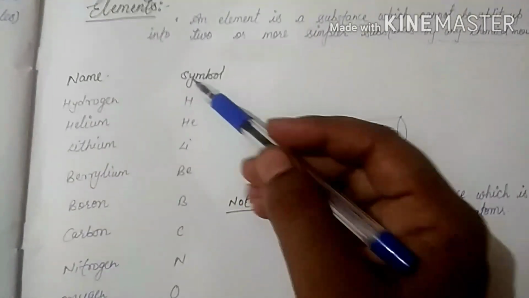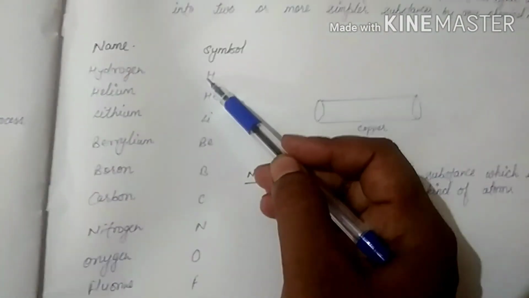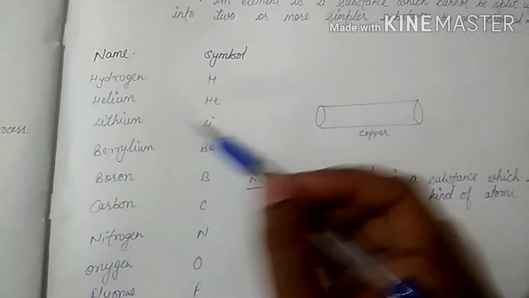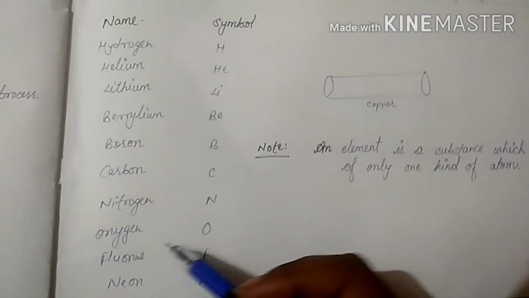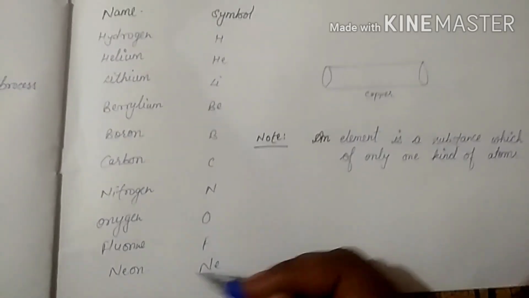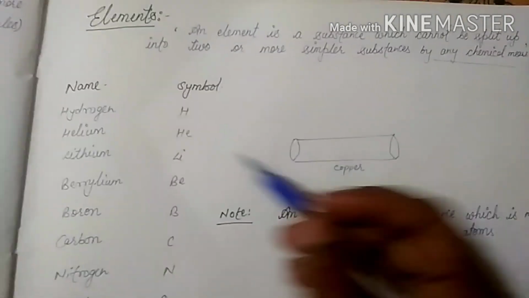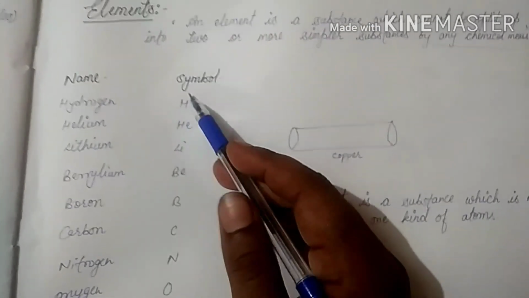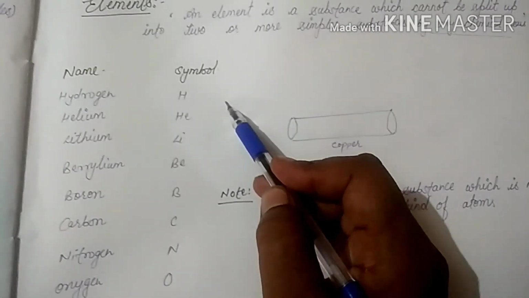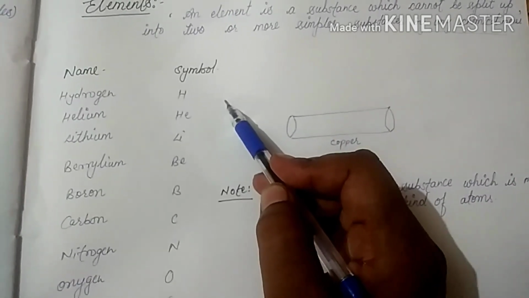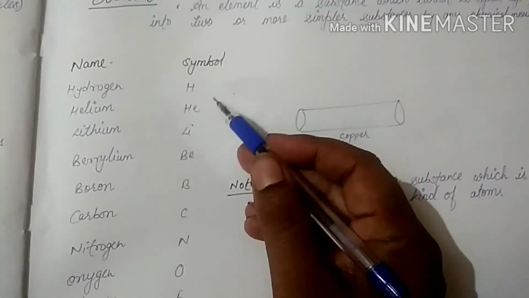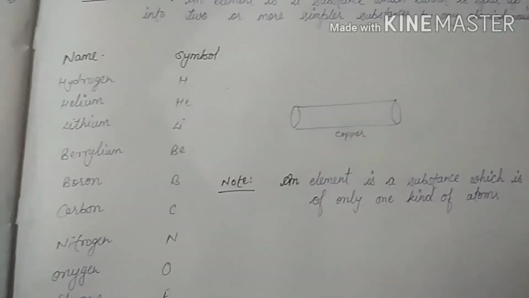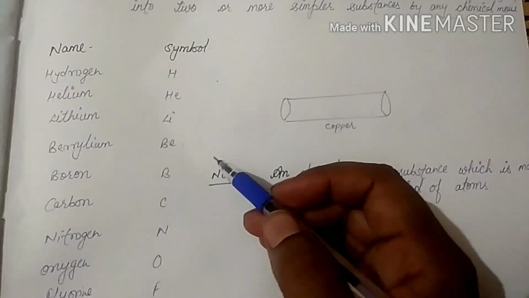Some of the common elements I have written, children, with their symbols. Hydrogen H, helium He, lithium Li, beryllium Be, boron B, carbon C, nitrogen N, oxygen O, fluorine F, neon Ne. Note, children, hydrogen is an element which cannot be split into two or more simpler substances by the usual methods. Clear children? We can see oxygen is also given there, and beryllium. All these elements I am reading out cannot be broken down into two or more simpler substances.